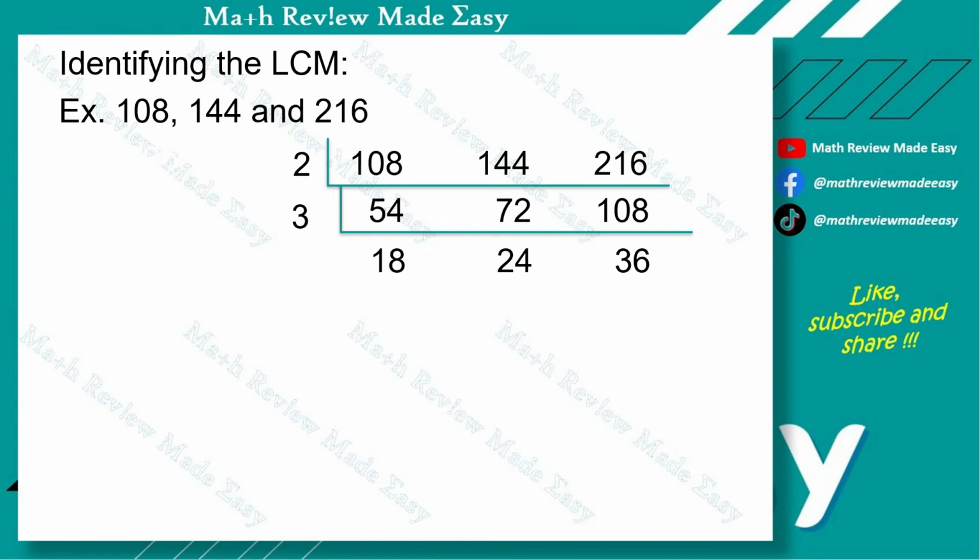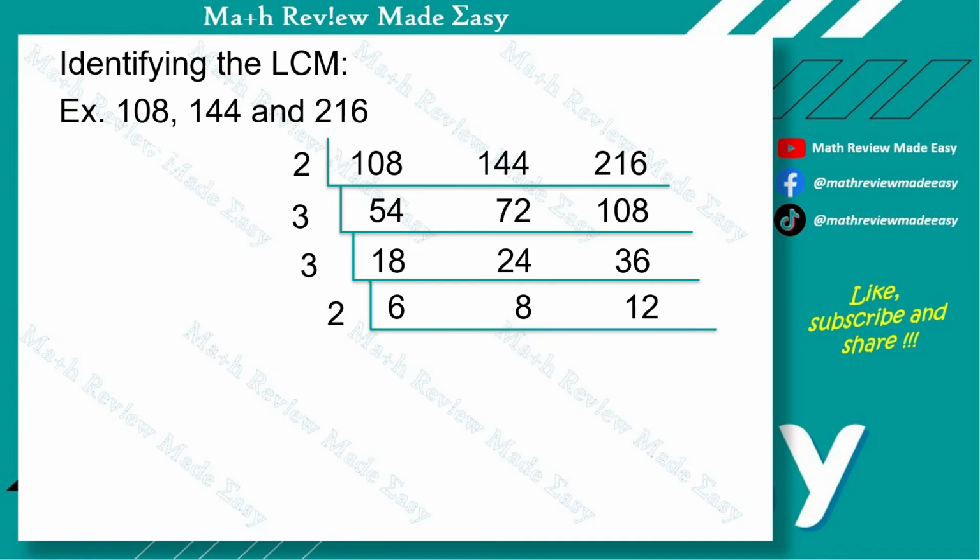So again, identify another common factor. So 3, 18 divided by 3 will be 6. 24 divided by 3 is equal to 8. 36 divided by 3 is equal to 12. Identify another common factor. It can be 2. So 6 divided by 2 is equal to 3. 8 divided by 2 is equal to 4. 12 divided by 2 is equal to 6.